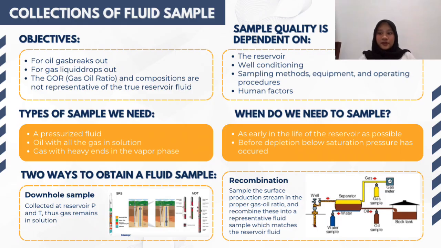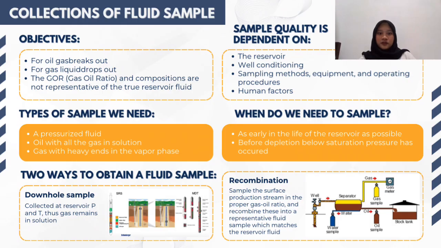Okay, so next we'll discuss the collection of fluid samples. First one, objectives. Reservoir fluid sampling is essential because, one, to prevent gas breakout from oil. If pressure drops below the bubble point, gas will separate from the oil, altering the original composition. Two, to prevent liquid dropout from gas. Gas in the reservoir may condense into liquid when pressure and temperature decrease, changing the fluid properties. Last, because the gas to oil ratio or GOR and composition change if sampling is not done correctly. The GOR measured at the surface may not reflect the actual reservoir conditions if gas escapes during production.